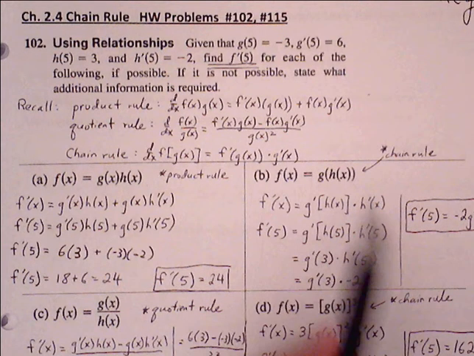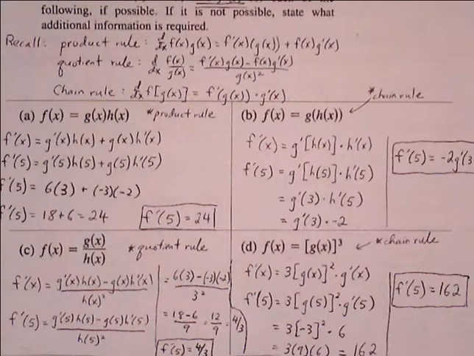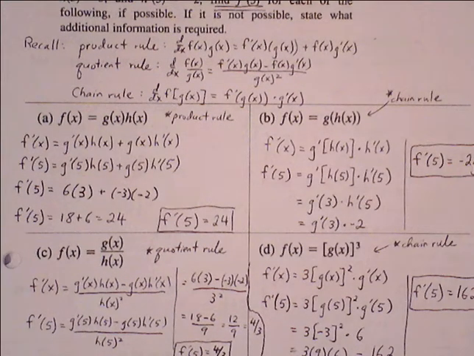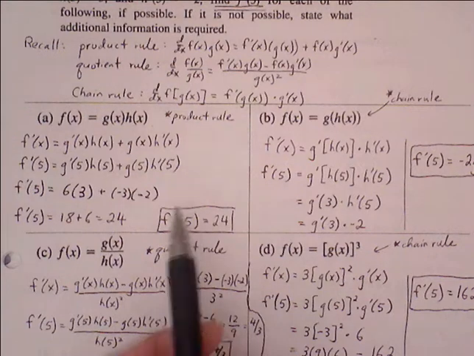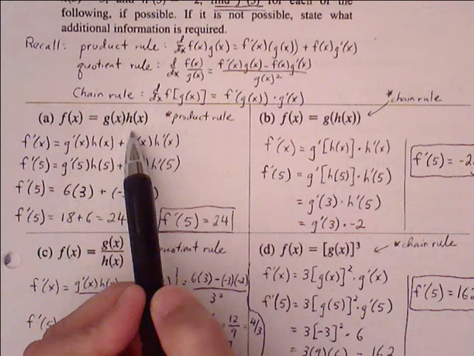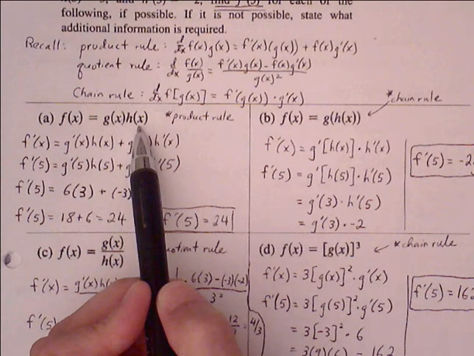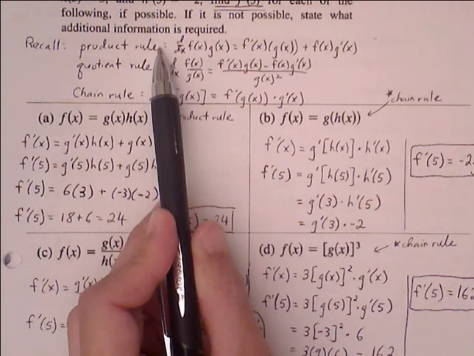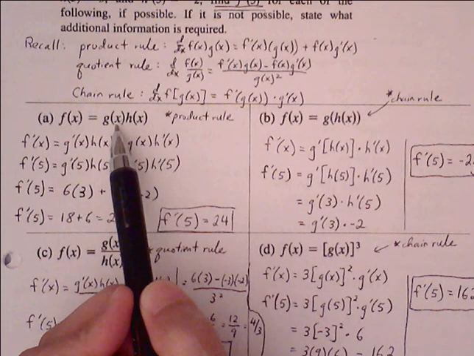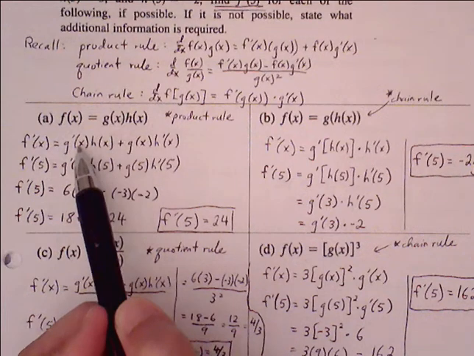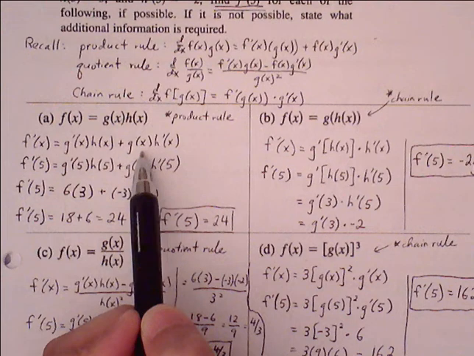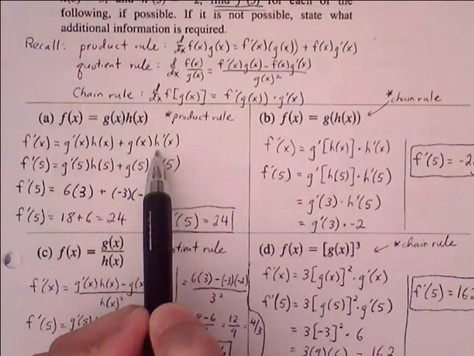Okay. So for A through D, we have to first identify which rule we're going to use, and then we apply the rule. For part A, we want to find the derivative of f defined as g times h. So this is a product rule relationship. We'd say f prime is g prime h plus g h prime: first function's derivative times the second, plus the first function times the second function's derivative.